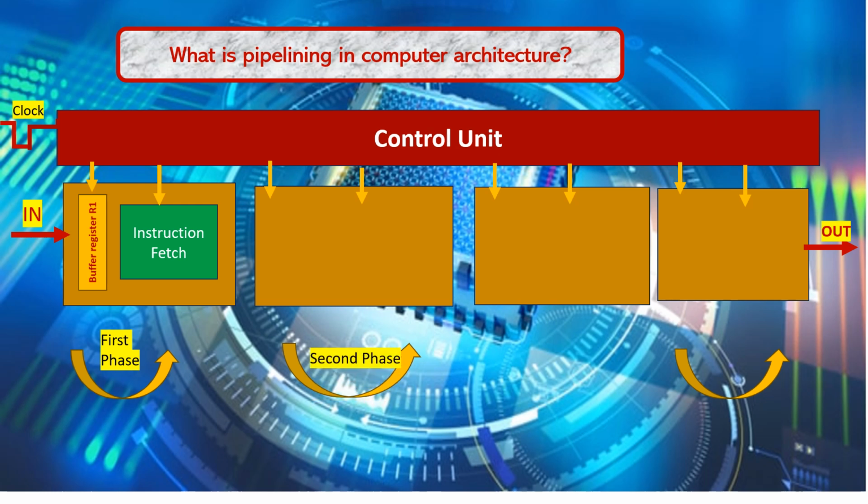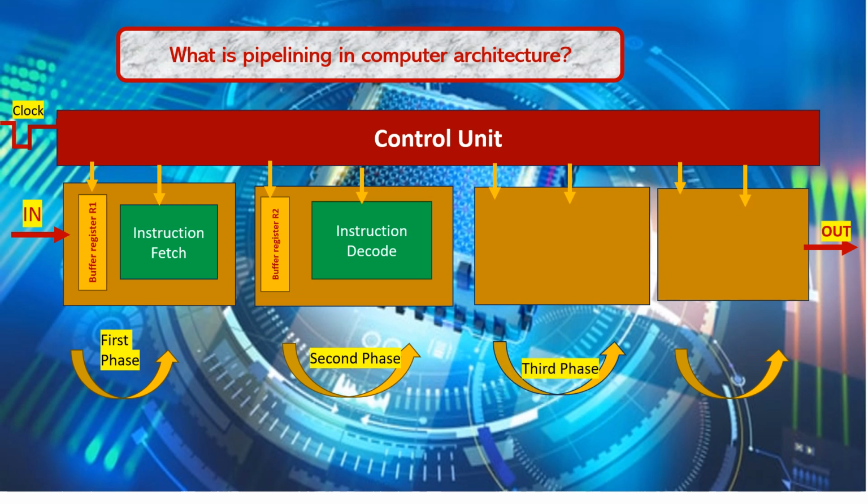Then in the second phase, the instruction is decoded. Decoded means that whenever the instruction comes, it must be put in another form according to the requirement, so that it can be executed. In the proper format, it has been decoded. Decoded means it is converted into a suitable form so that the information can be understood. After doing this, it is kept in buffer register R2.